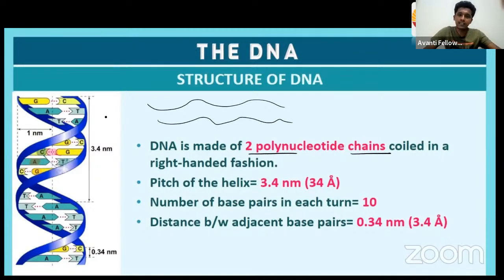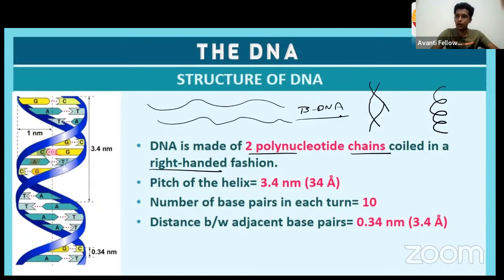Helical fashion is like a staircase. Whenever we draw a DNA, we draw it like this, you can see in the picture also. That means our DNA is coiled like this. In what direction is it coiled? It is coiled in a right-handed fashion. So the DNA that we study from Watson's model is called B-DNA, or right-handed helical DNA.